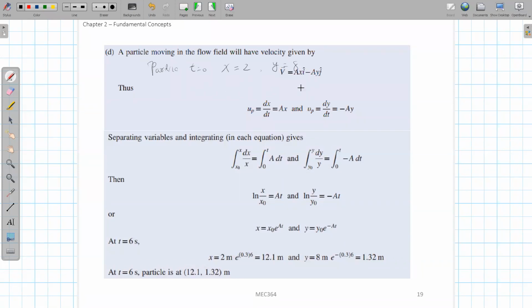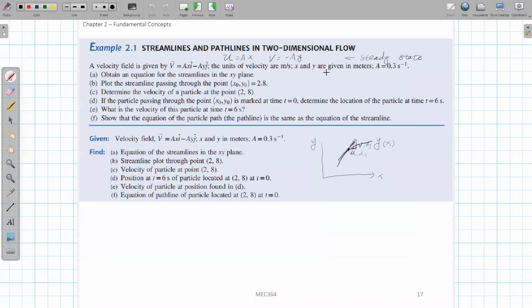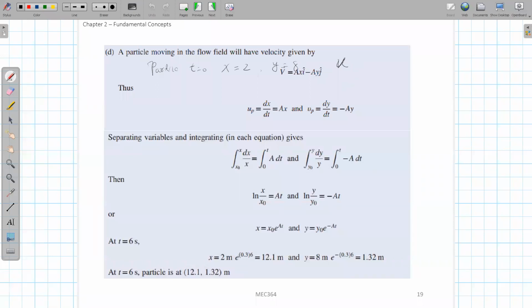We also know the velocity: the x direction velocity equals 0.3 times x, and the y direction velocity equals minus 0.3 times y. The question is, at t equal to 6, what will x be and what will y be? Let me clear this.